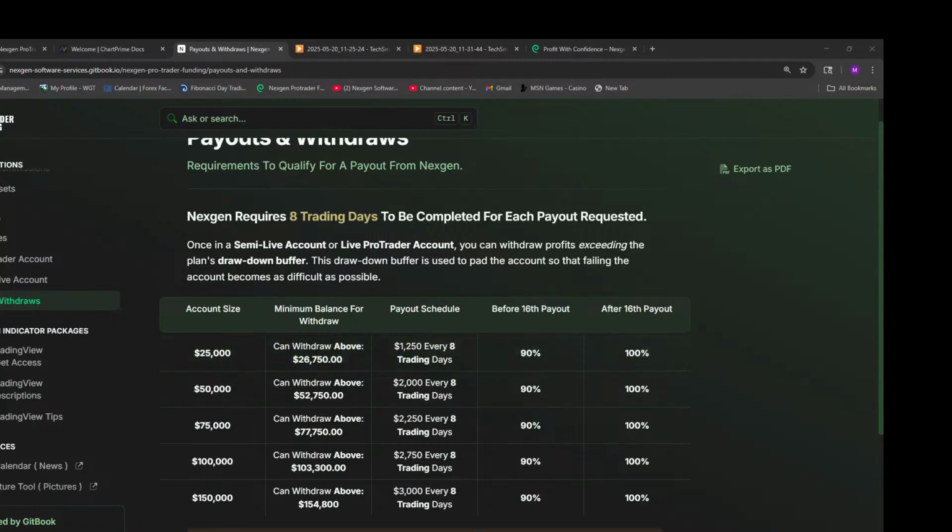So Jerry, here it is. Once you're going and you get to the payout structure, it depends on the account, right? First, on a $25,000 account, you've got to take it up to 26,750. Then once you reach 26,750, you can take 1250 out every 8 trading days. That's 90%. And after your 16th payout, you keep everything. So it's different depending on the account.